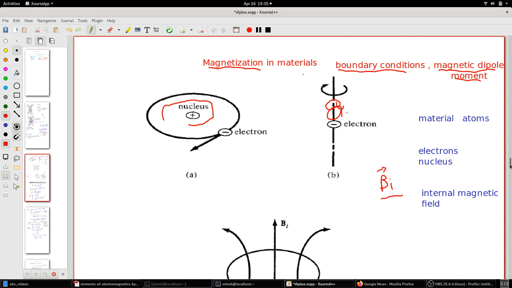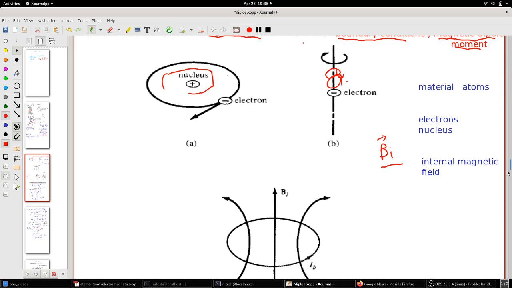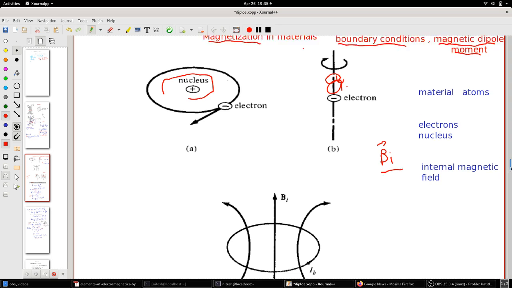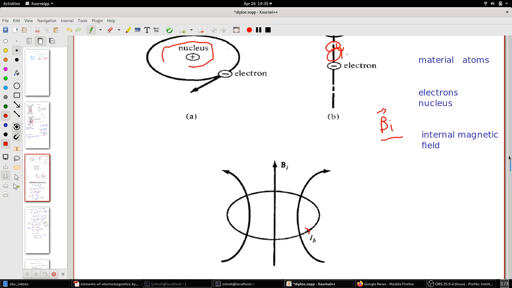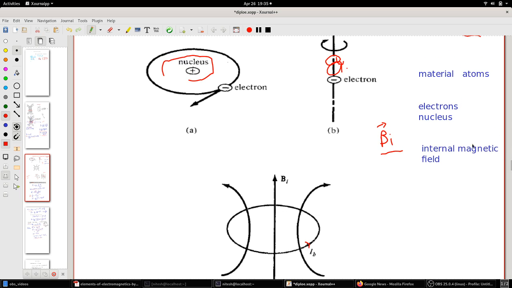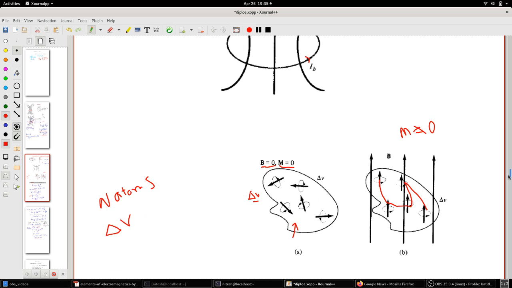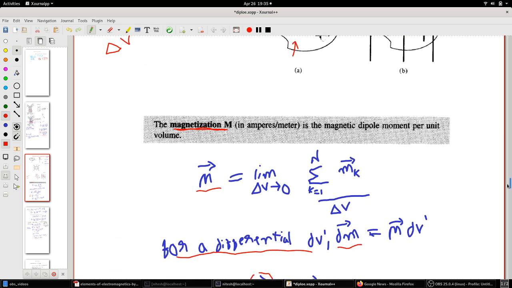This internal magnetic field can be modeled as a current flowing through a current loop. Whatever magnetic field is generated by the current flowing in the current loop, that same model can be used here for the internal magnetic field, which is generated by the orbiting of electrons and the spinning of electrons, both these motions. Now let's define a term called magnetization.